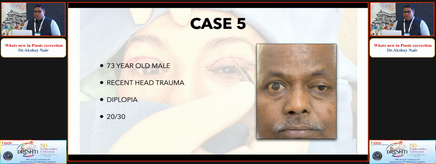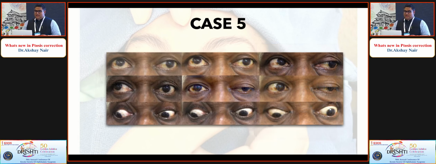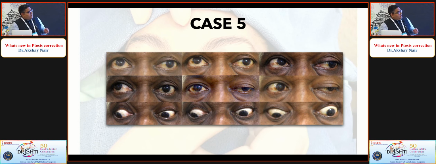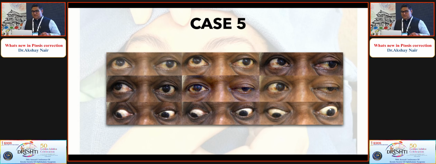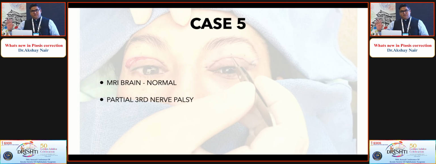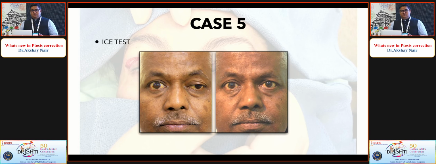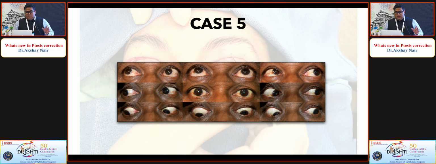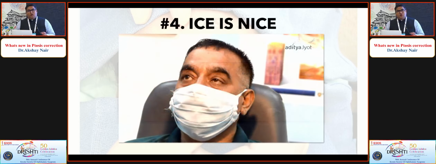The 73-year-old male had a recent history of head trauma and diplopia. 20/30 was the vision, and this is his motility. It doesn't fit into any particular nerve palsy. So a neuro-ophthalmic colleague of mine did an MRI. MRI was normal and said he's had a trauma. This is partial traumatic third nerve palsy. That's like a new recipe of a dish he's made, because there's nothing like a partial traumatic third nerve palsy. All the patient needed was an ice test, and the patient's motility and ptosis had completely resolved. So as you can see, diplopia also went away. The history of trauma was just superfluous.